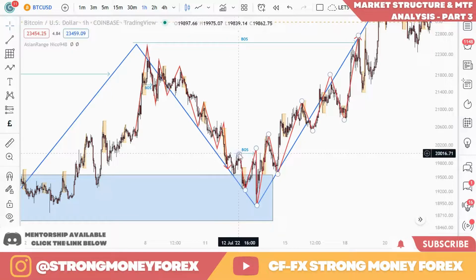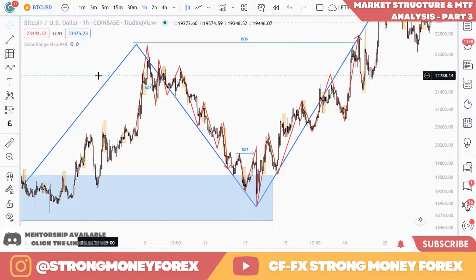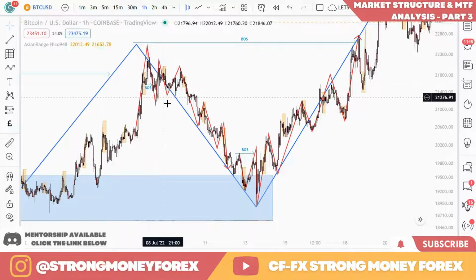We use these breaks of structure, which gets us into then tighter entries, and we use these on multiple time frames. So we know we're in an uptrend on a higher time frame, but currently we're in a downtrend, so we don't want to be buying this now. On the lower time frame, the strong money is towards the sellers.